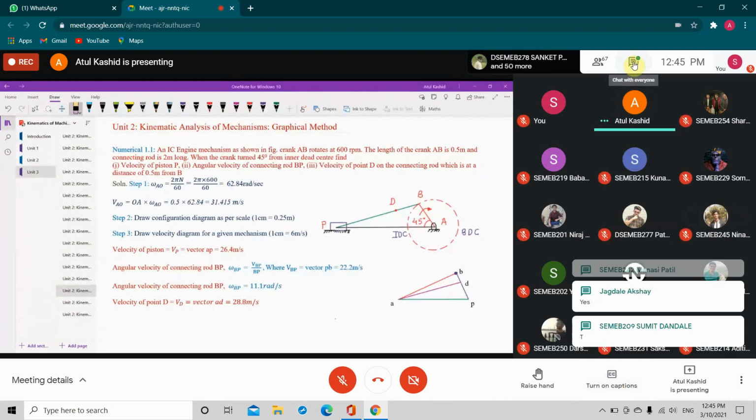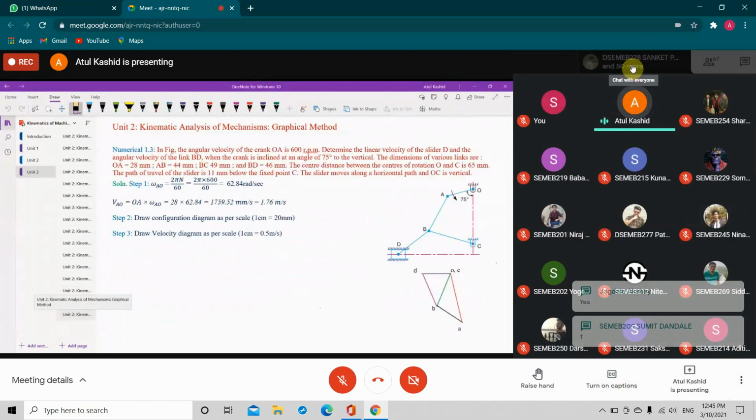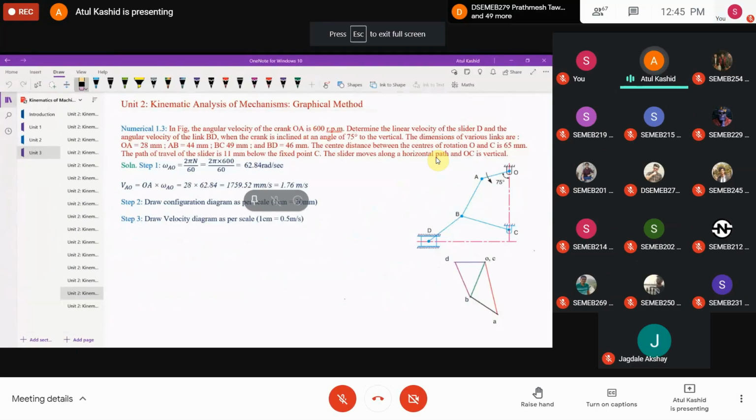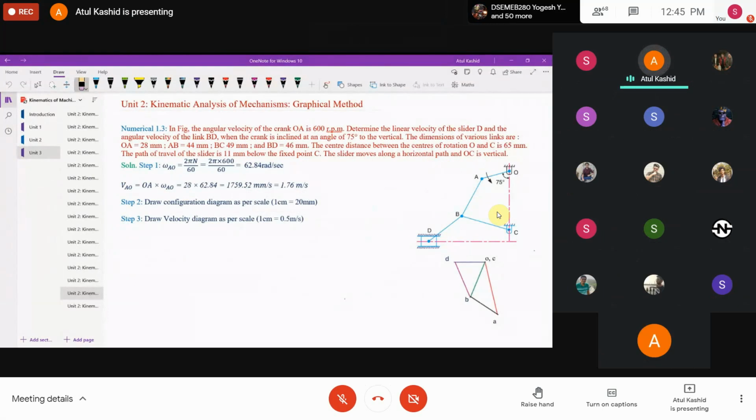Okay, so now we'll move to the next problem. Just take a screenshot of this numerical. I will only tell you how to draw the velocity diagram, and you can solve it later in your drawing book. So we'll talk only about the velocity diagram. I will quickly read the question.